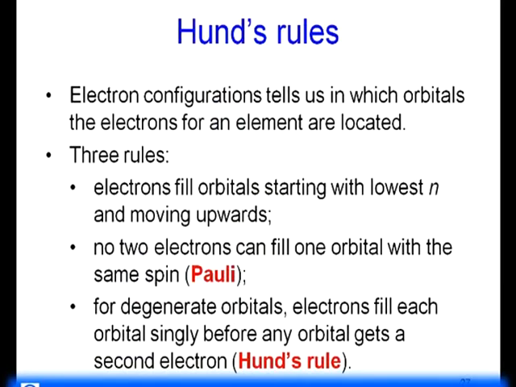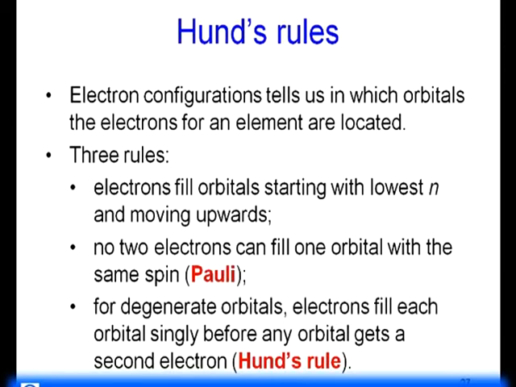Now we also have Hund's rules that we talked about. There are 3 rules. You start filling up the orbitals starting with the lowest n value because they have the lowest energy, and then you keep on moving upwards. Remember this, no two electrons can fill one orbital with the same spin. We call these two spins alpha or spin up and beta or spin down. When you put in both these electrons, one will have an alpha spin, the other will have to have a beta spin, otherwise Pauli's exclusion principle does not allow us to put these in the same orbital. For degenerate orbitals, electrons fill each orbital singly before any orbital gets a second electron.